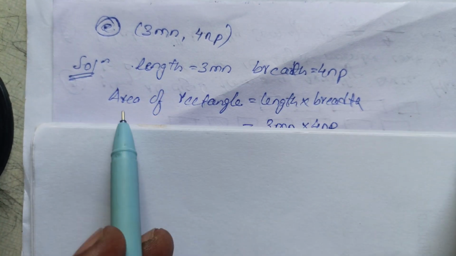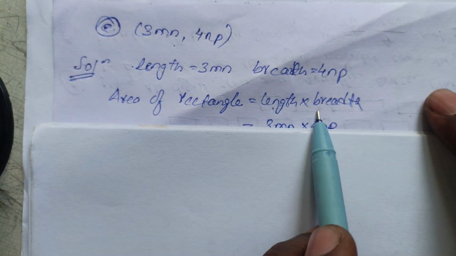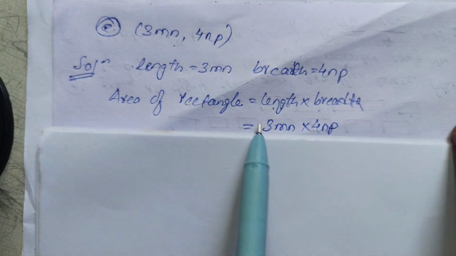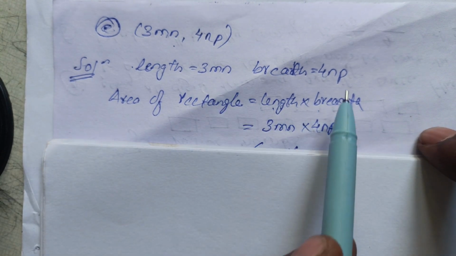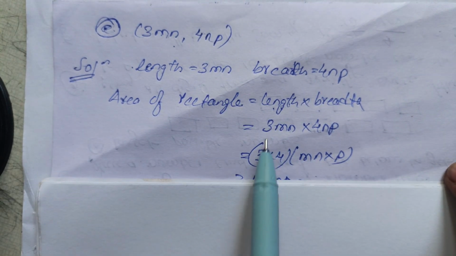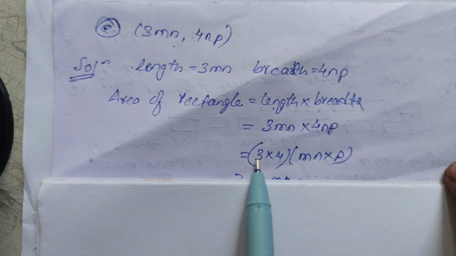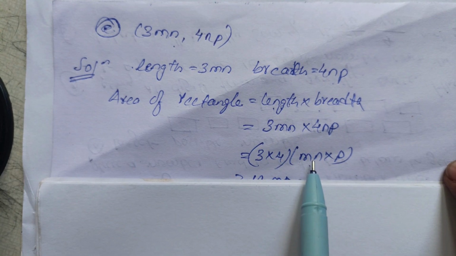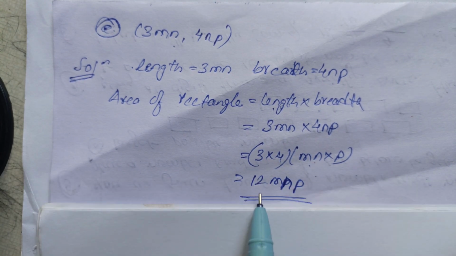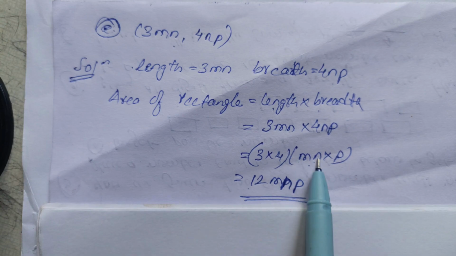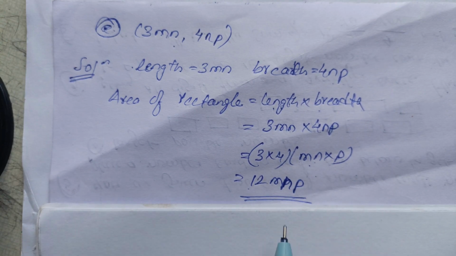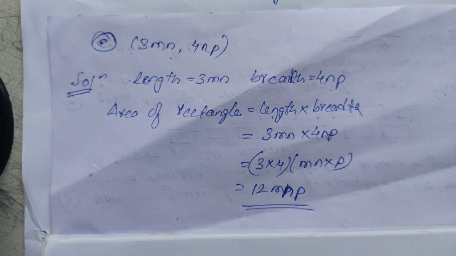Now we know the area of a rectangle is equal to length into breadth. So let's put the length value, that is 3mn, and the breadth value 4np. Now write 3 into 4 separately, numbers and alphabets separately, mn into p. Therefore 3 fours are 12, mn into p is mnp. So this is the last sum of question number 2. We have completed this. We will move to question number 3.